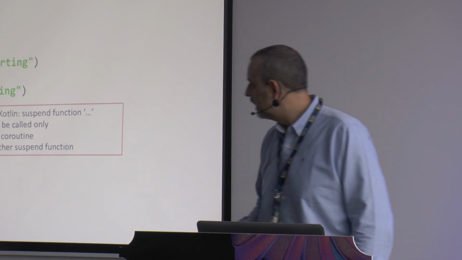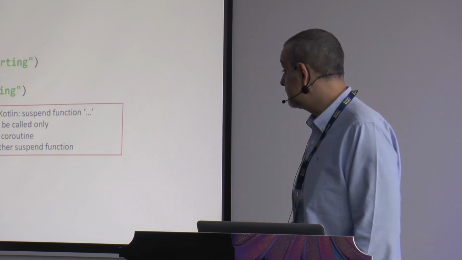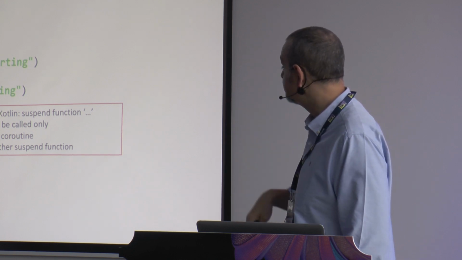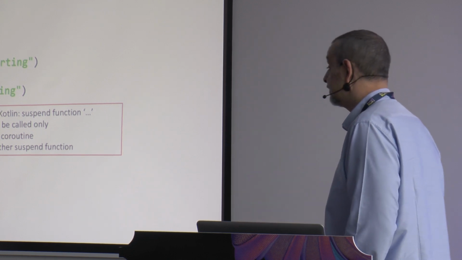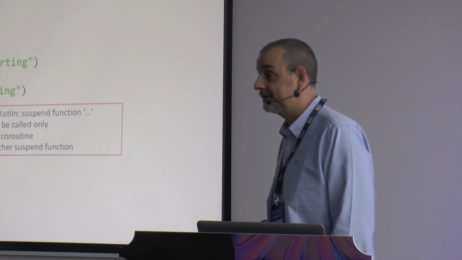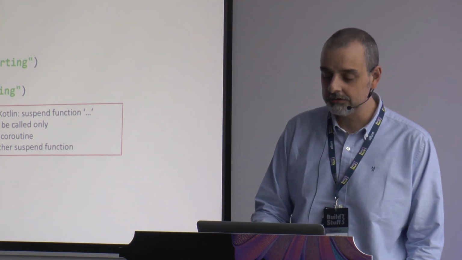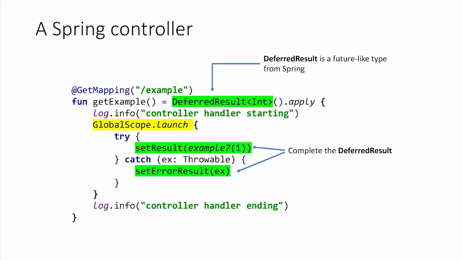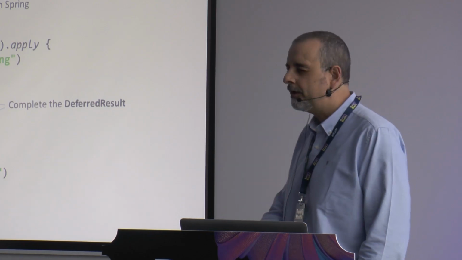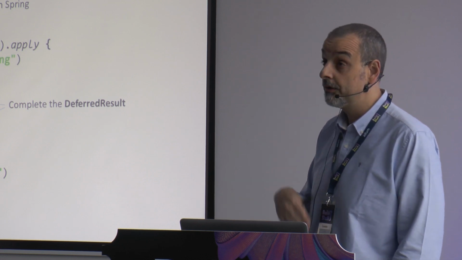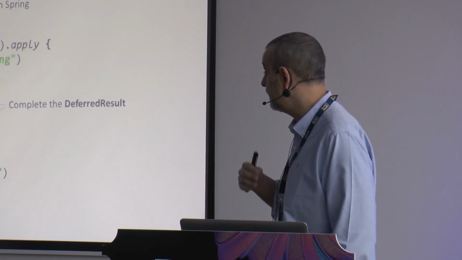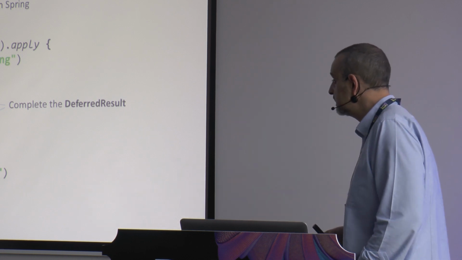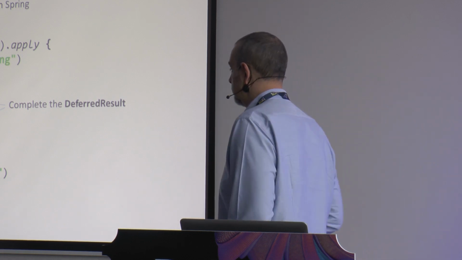If I try to compile this, it will say suspend function should be called only from a coroutine or another suspend function. So what I need to do is this. First, Spring already supports asynchronous handlers. They support asynchronous handlers using both completable future or a special kind of Spring type, which is deferred result. So I will use deferred result.